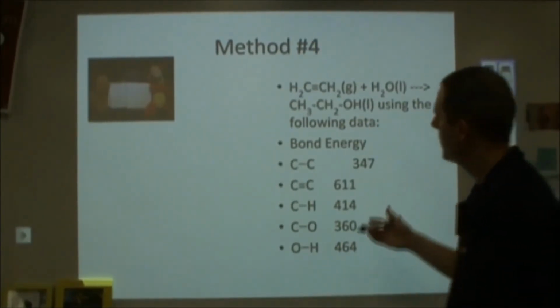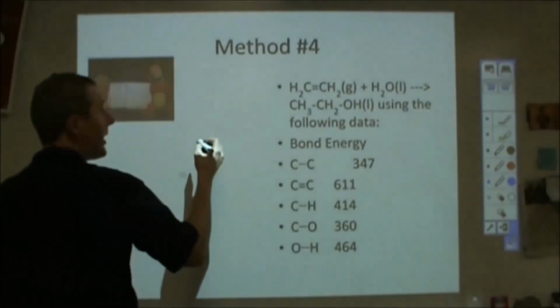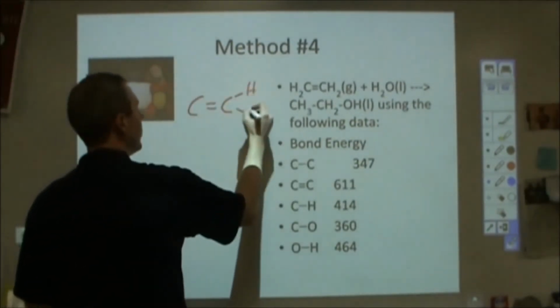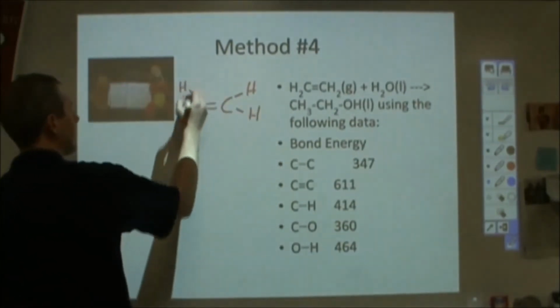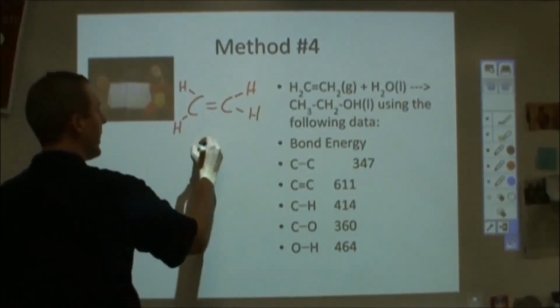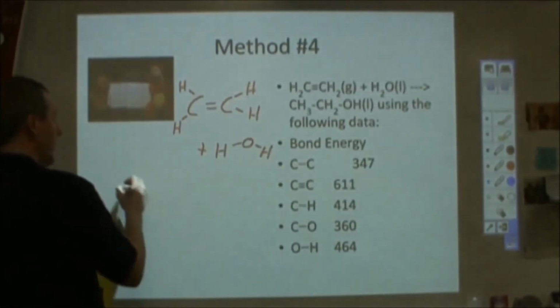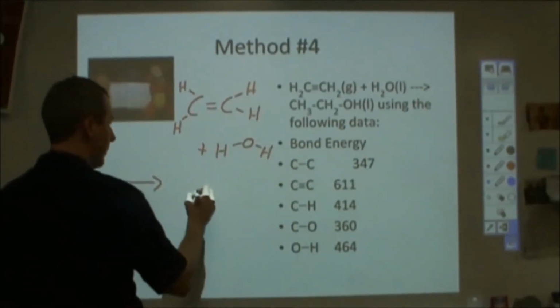Okay? So in this particular one, we have ethene to start. So this. And we're adding water. I'm going to draw out all the bonds here. And then those two turn into ethanol.